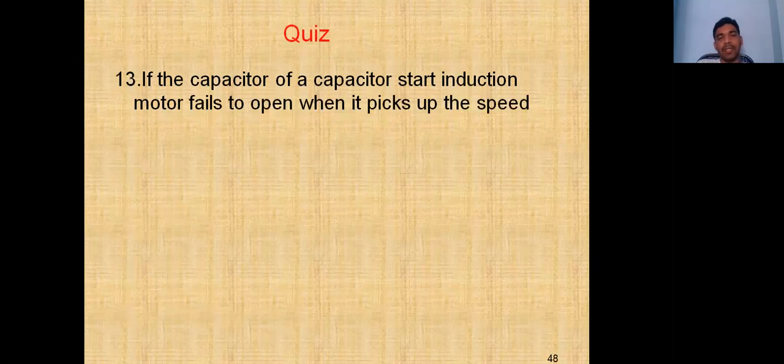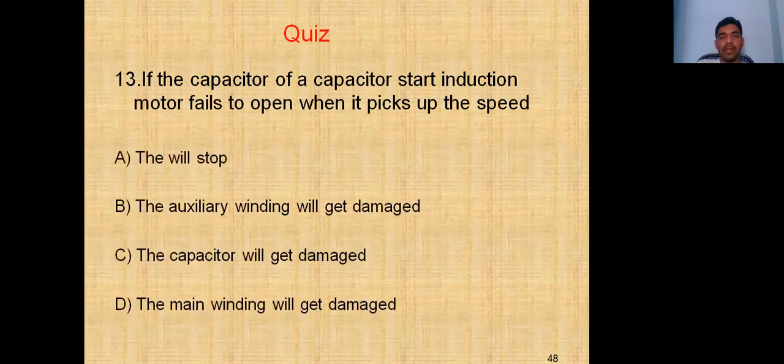If the capacitor of a capacitor start induction motor fails to open when it picks up the speed, the motor will stop, the auxiliary winding will get damaged, the capacitor will get damaged, or the main winding will get damaged. Answer: the capacitor will get damaged.